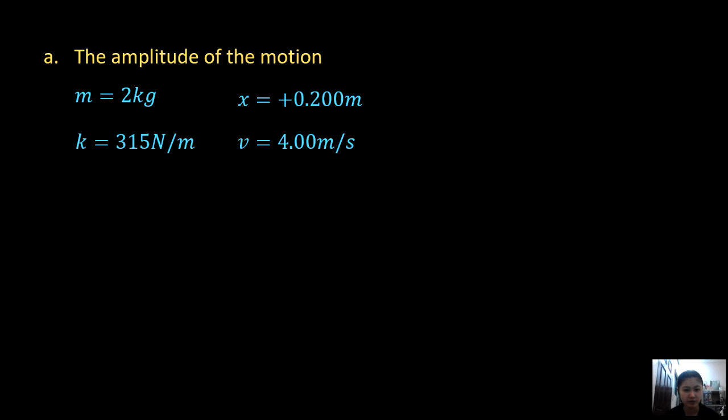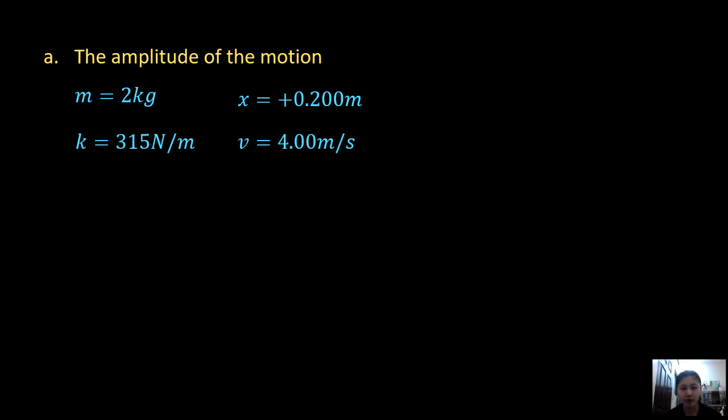So we list down the given first, so we know what equation we should use. We have the mass, which is 2 kilograms, and the force constant, which is 315 newtons per meter. K is also called the force constant. For x, or the displacement, it would be positive 0.200 meters. And the velocity of the block is 4.00 meters per second. So we have to find the amplitude of the motion.